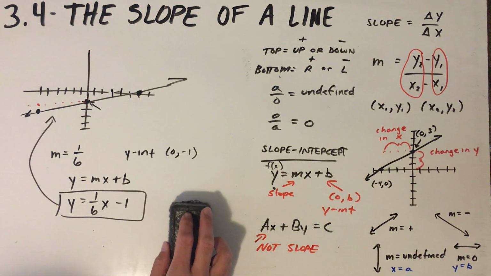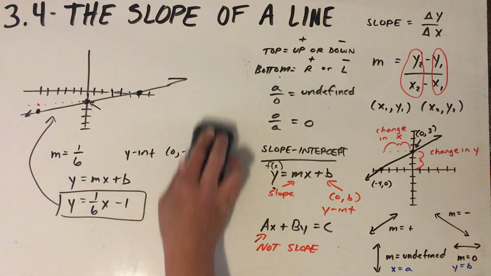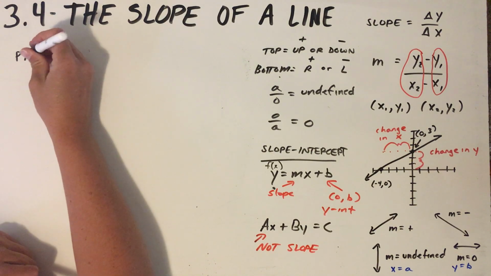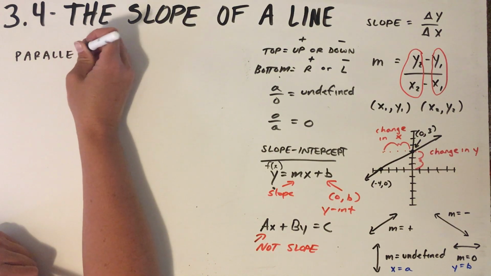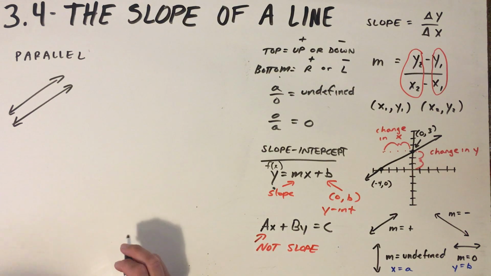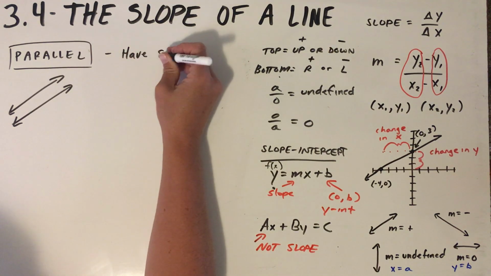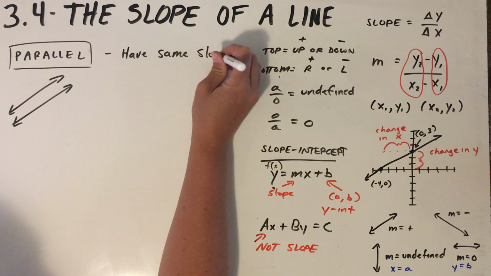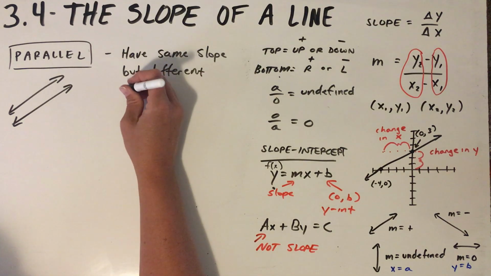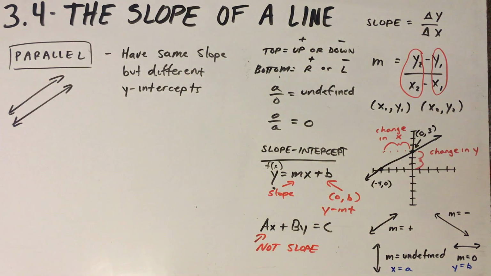The last couple of concepts we're going to talk about in this section, just checking to make sure I'm still recording, are going to be parallel and perpendicular lines. Okay, so parallel lines. Well, parallel lines look like this. They're lines that have, by definition, the same slope but different y-intercepts. Okay, so by definition, parallel lines have the same slope but different y-intercepts.